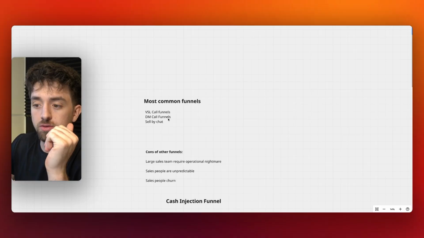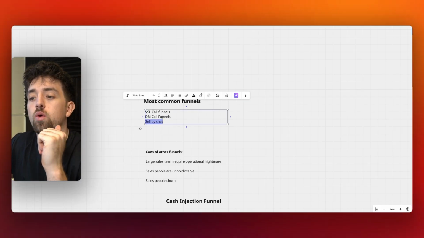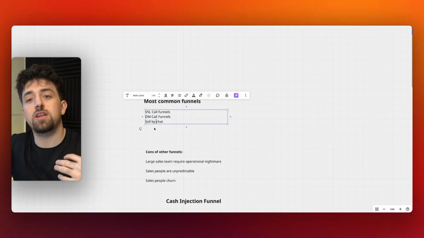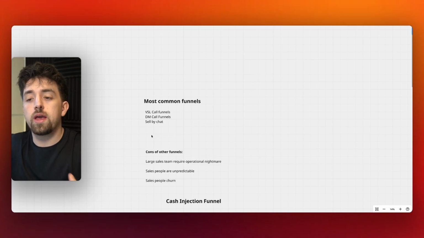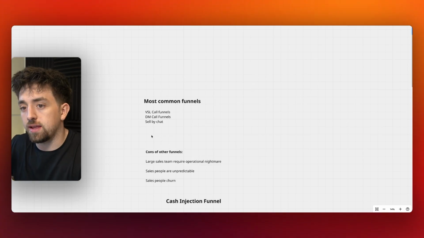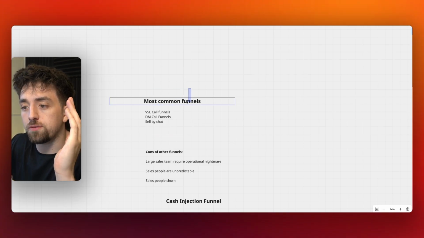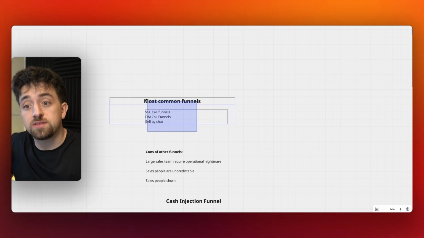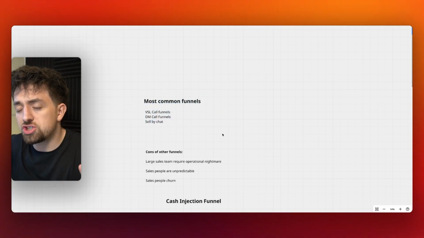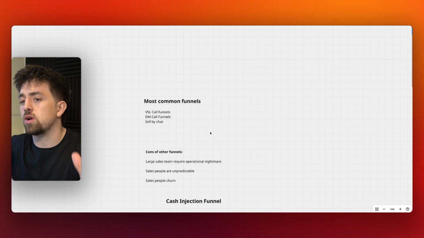So that's DM funnels. And then you have sell by chat, where it's basically a DM funnel, but instead of pushing them to book a call, you sell them and pitch them directly in the chat. Now, these are the most common funnels that people use, and we have used all of these funnels as well to generate hundreds of thousands, if not millions, online.